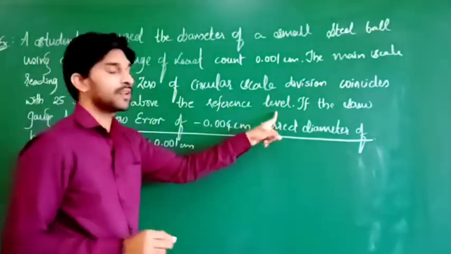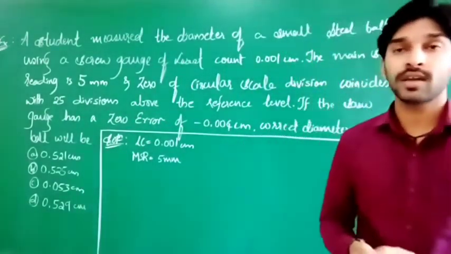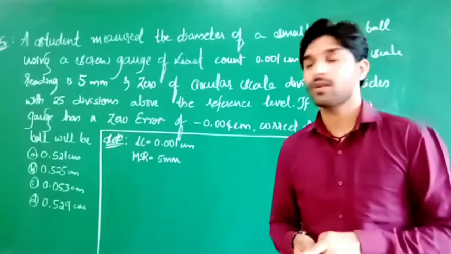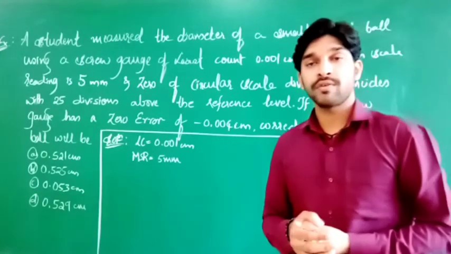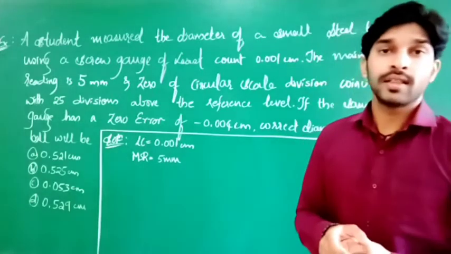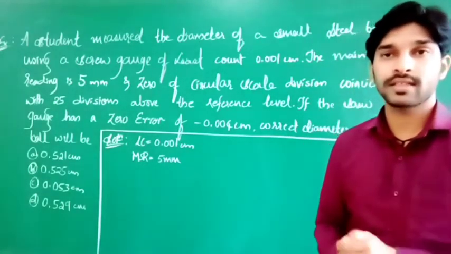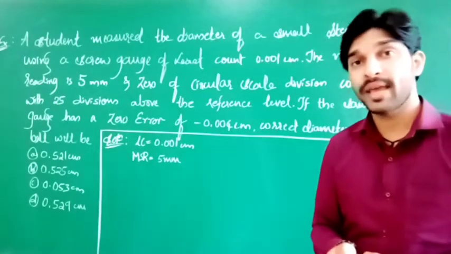Next, the 0 of circular scale division coincides with 25 divisions above the reference level. A reference level, remember, we are going to get it on the pitch scale. Clear? While discussing about screw gauge in the laboratory part, we had informed you that there is one reference line on the pitch scale. It will be shown in horizontal manner.